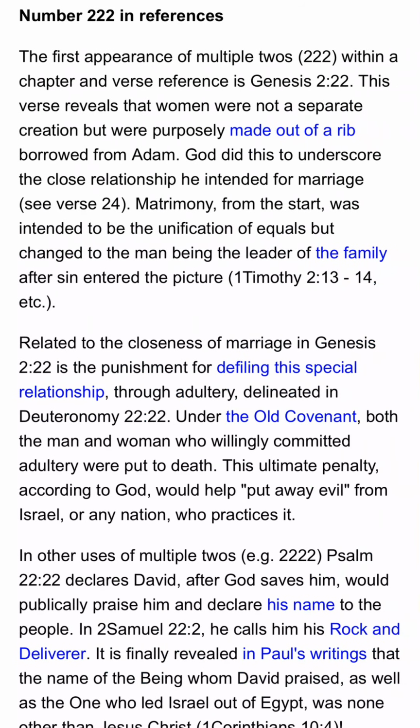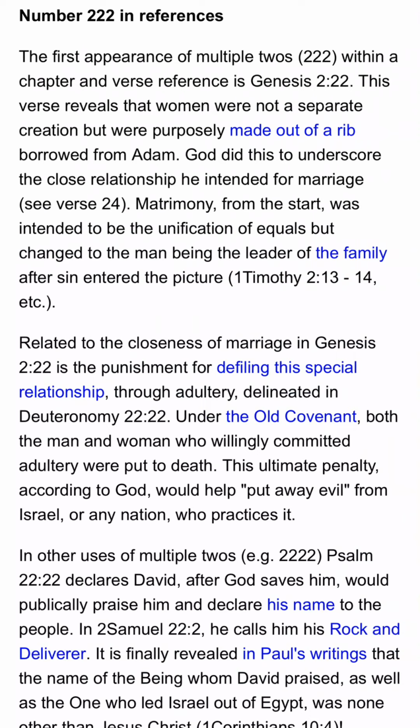Number 222 in references. The first appearance of multiple twos within a chapter and verse reference is Genesis 2:22. This verse reveals that woman was not a separate creation, but was purposely made out of a rib borrowed from Adam. God did this to underscore the close relationship he intended for marriage. Matrimony from the start was intended to be the unification of equals, but changed to the man being the leader of the family after sin entered the picture.